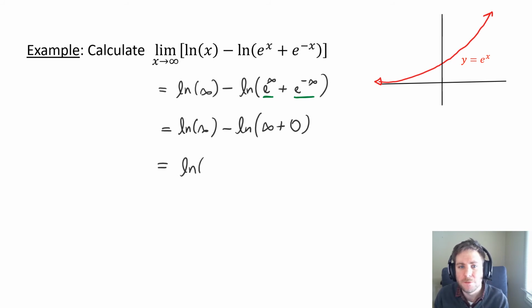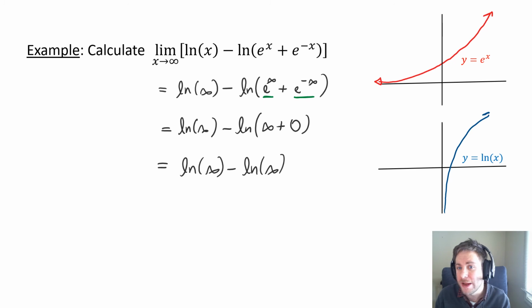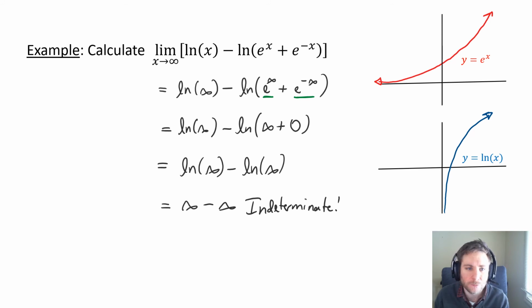So with a bit of cleanup, we get ln infinity minus ln infinity. Again, avoid the temptation to cancel these, since infinity is not a number and these might actually represent different values being subtracted. To interpret ln infinity, we can look at the graph of ln x. We can see that as x goes to infinity, y is also going to infinity. And so once again, this provides us with the indeterminate form infinity minus infinity.